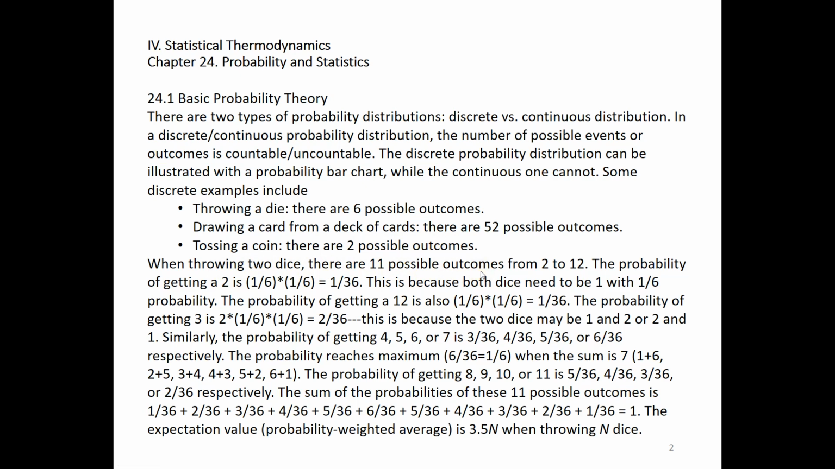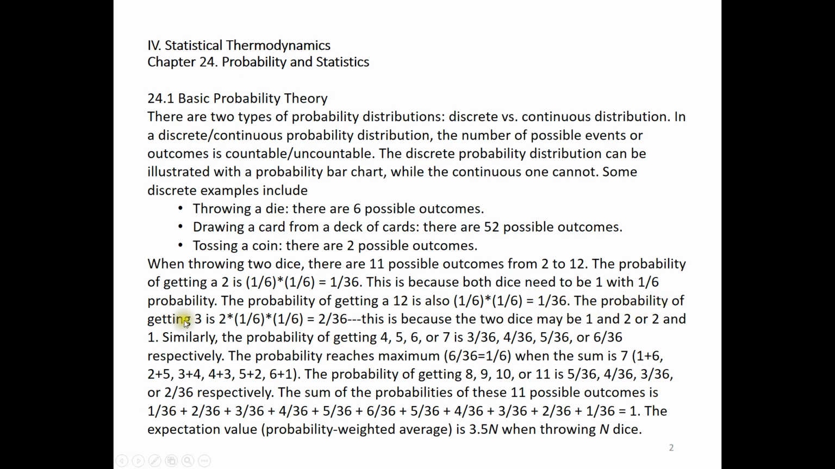Well, to get a total value of 2, the probability is really small. It's only 1 over 36, roughly 3%, because we need both dice to be 1. Therefore, it's 1 over 6 times 1 over 6. The probability of getting a 12 is larger. It's not even larger. It's also 1 over 6 times 1 over 6, so 1 over 36, only because to get a 12, you need both dice to be 6. Therefore, you have a very small probability over here, 1 over 36.